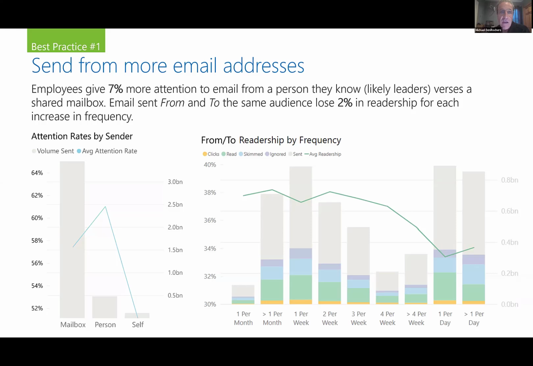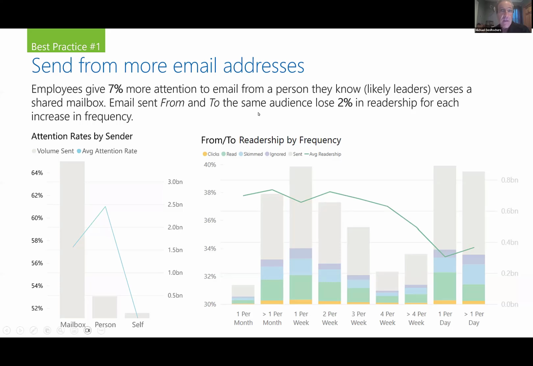So if you're putting a whole bunch of messages from one shared communications app mailbox, if you can get more addresses to send from and tune that address to the content, then you're going to have better readership just because you're reducing the frequency. And again, it's that game of high frequency, lower attention, lower frequency, novelty, higher attention.